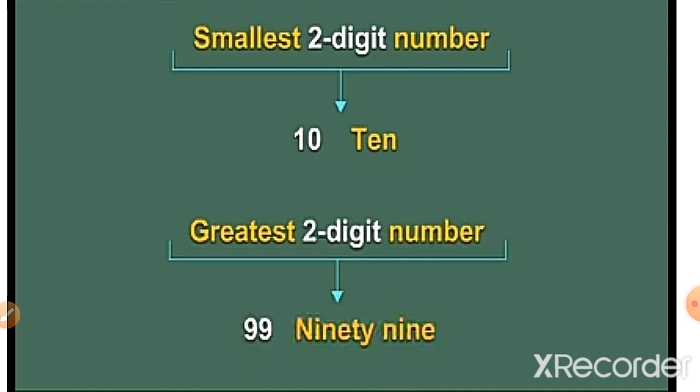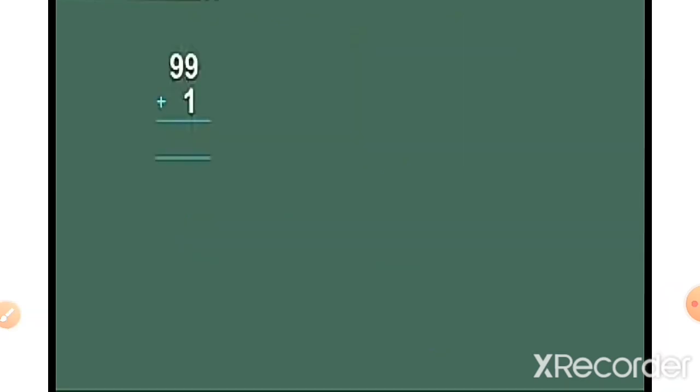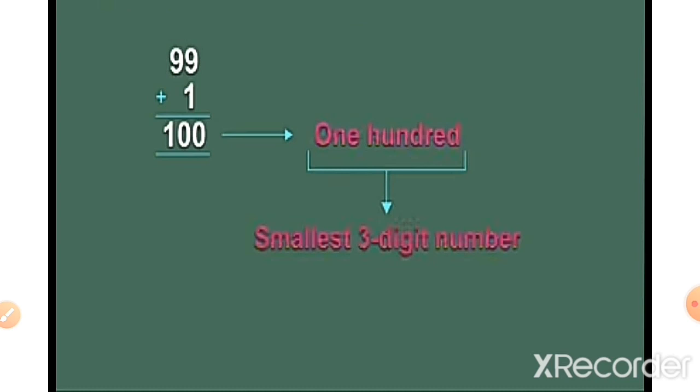Do you know what is the smallest 2-digit number? Yes, it is 10. You will read it as 10. Then what is the greatest 2-digit number? It is 99. If you add 1 to 99, what will you get? You will get 100. This is your smallest 3-digit number. You will read this number as 100.